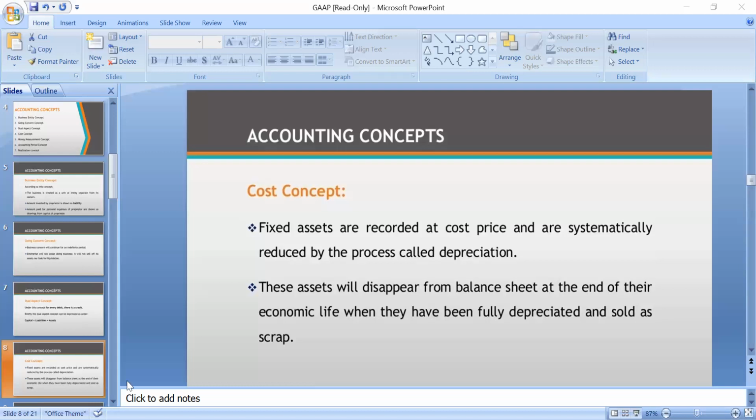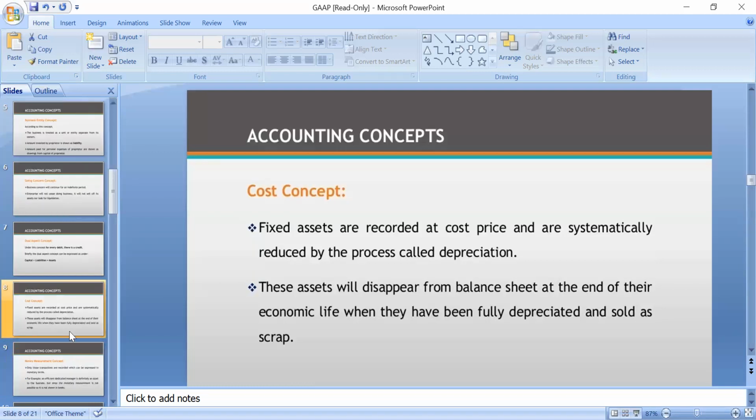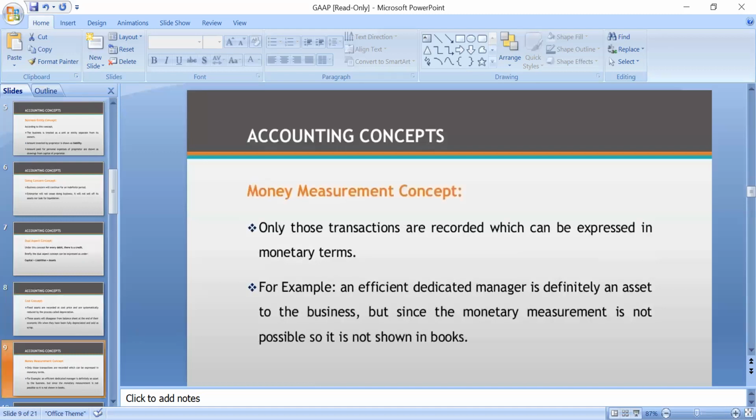Moving toward the next principle, and the next principle is the money measurement concept. According to this concept, only those transactions are recorded which can be expressed in monetary terms. For example, an efficient dedicated manager is definitely an asset to the business, but since monetary measurement is not possible, it is not shown in the books.